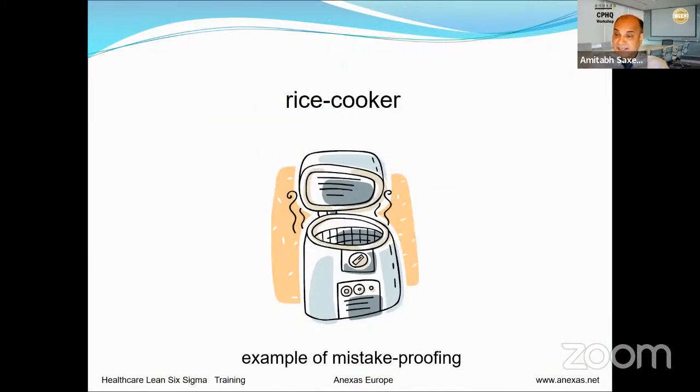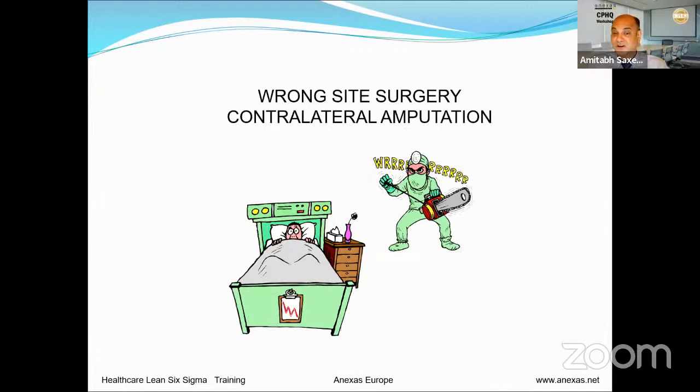Mistake proofing is another concept. Just to take an example, just to tell you what mistake proofing is. Mistake proofing is also known as poka-yoke in Japanese. Even by mistake, you should not commit a mistake. It's also known as fool proofing. Even a foolish person cannot commit a mistake. Like a rice cooker, it automatically switches off after some time. Even by mistake, you will not burn rice.